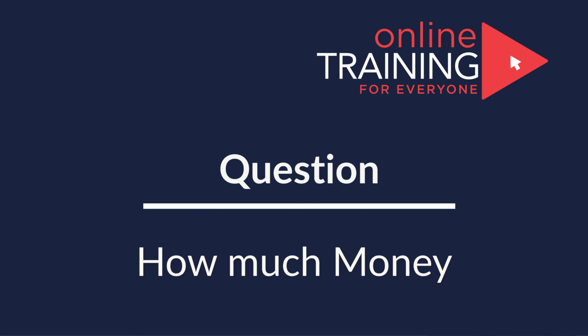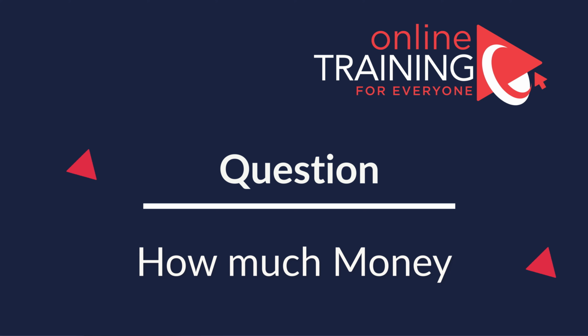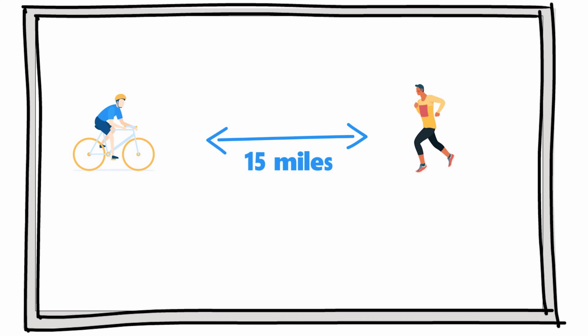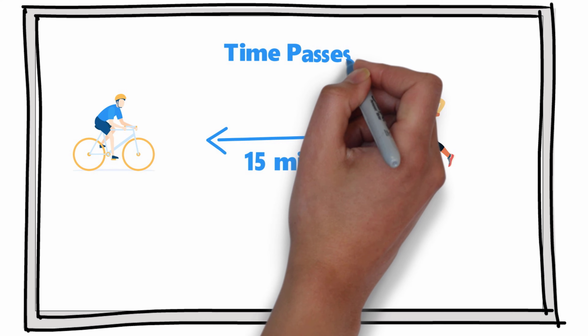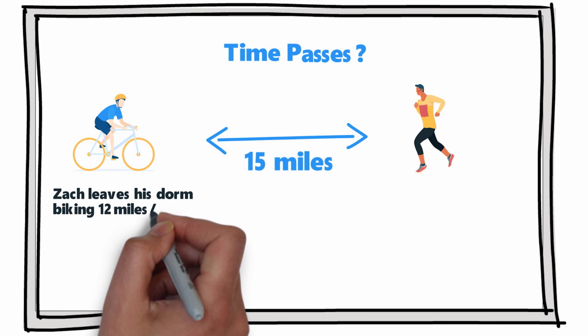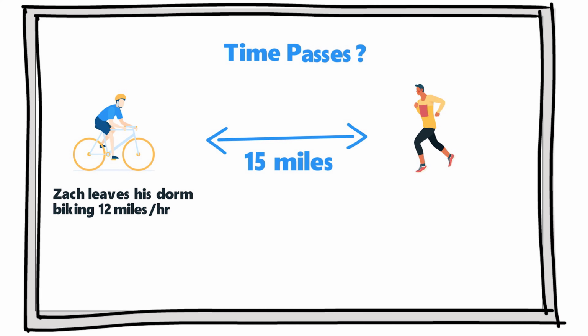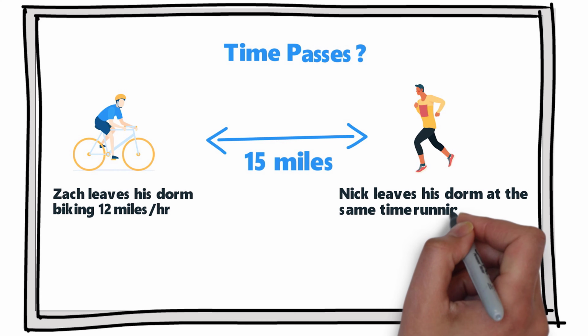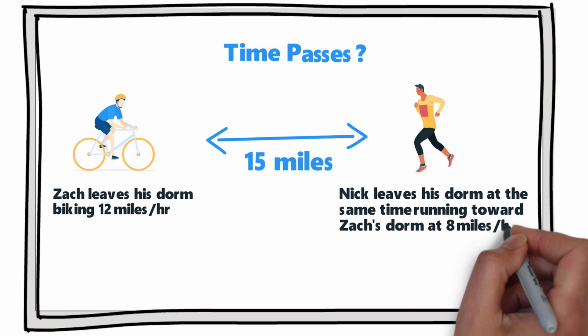Here is an interesting question which tests your knowledge of math. Zach's and Nick's dorms are 15 miles apart. How much time passes till they meet if Zach leaves his dorm biking 12 miles per hour toward Nick's dorm, and Nick leaves his dorm at the same time running toward Zach's dorm at 8 miles per hour?